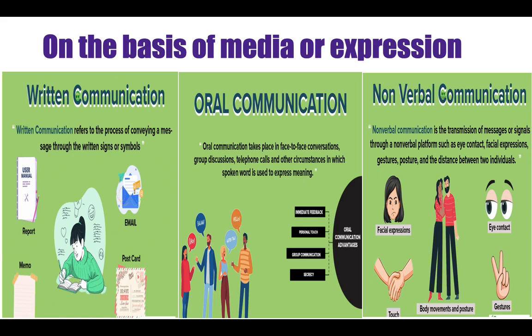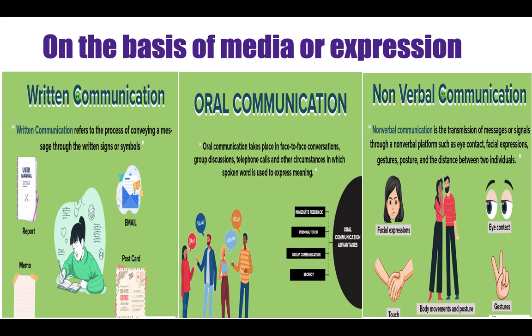This is the communication that is conveyed orally. It takes place in face-to-face conversations, group discussions, telephone calls. The advantages of this kind of communication are that you can get immediate feedback, there's a personal touch involved, and you can do group communication at the same time. There's a level of secrecy because it's not written. Whatever you've said, people might not note it, and they might forget it, or they have nothing to refer back to. So it can maintain secrecy, and at the same time it is economical in terms of time and money. So that is oral communication.